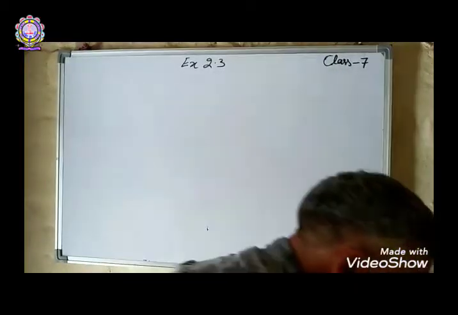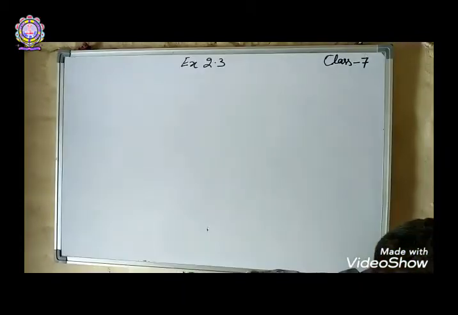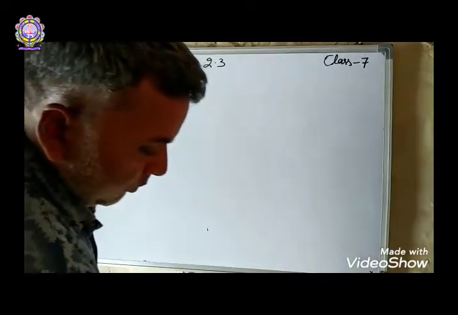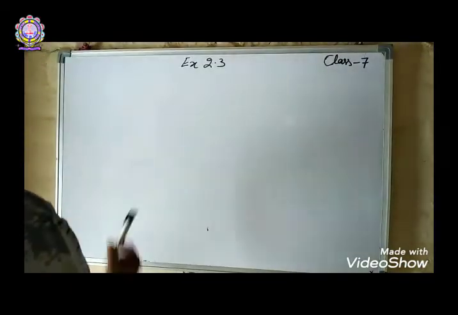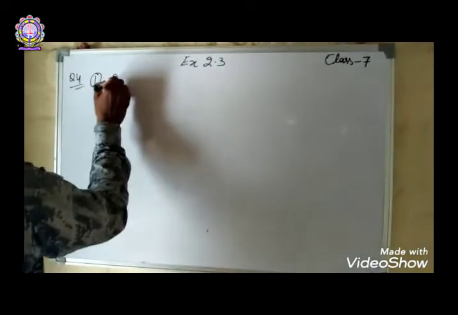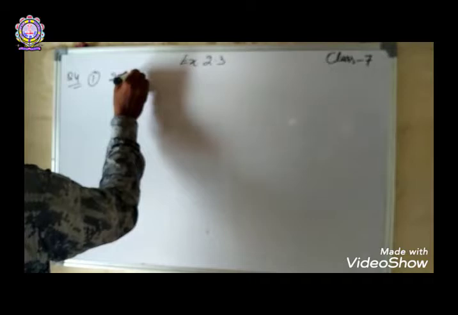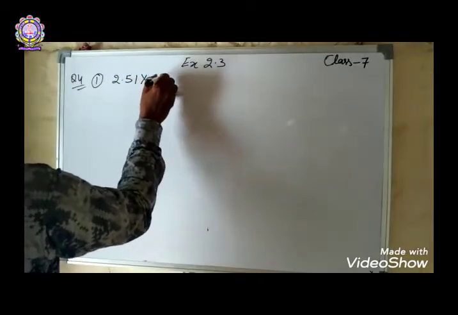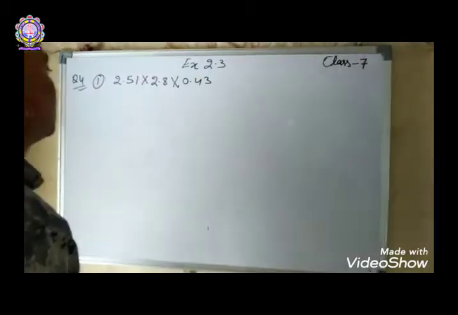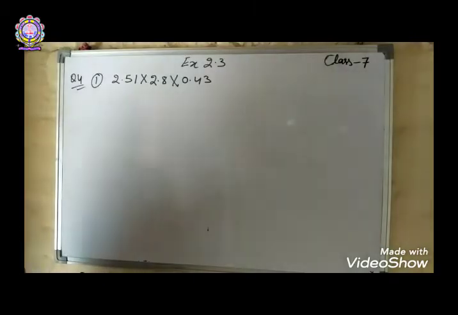So now students, exercise 2.3, question number 4. Find the continued product. First part: 2.51 into 2.8 into 0.43. So how do we solve this question?